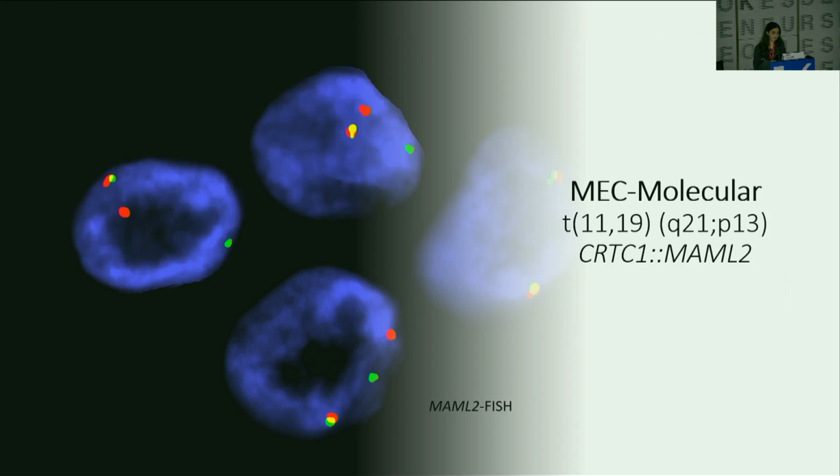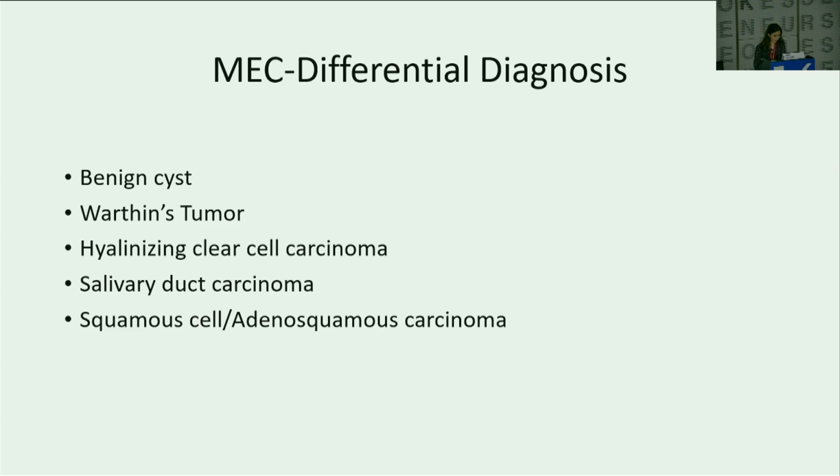At the molecular level, more than 60% of mucoepidermoid carcinomas are characterized by the CRTC1-MAML2 fusion, and it's been reported that there's more predilection of this fusion in the low grade and intermediate grade compared to high grade. The differential diagnosis of mucoepidermoid carcinoma includes several entities, and we're going to go over this in the slide session.